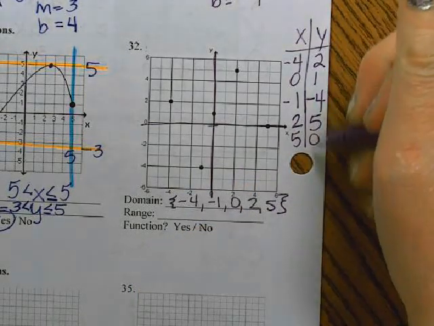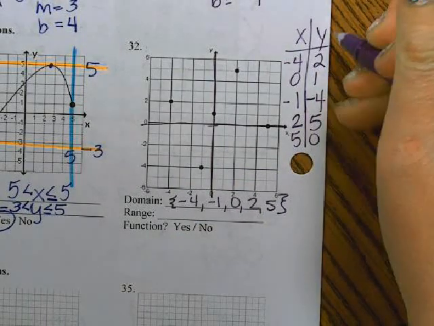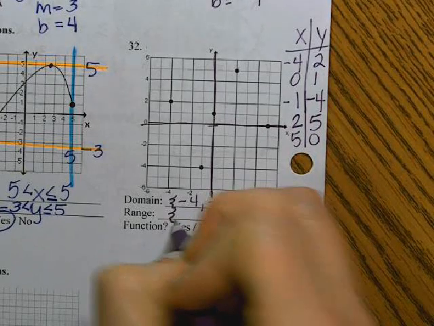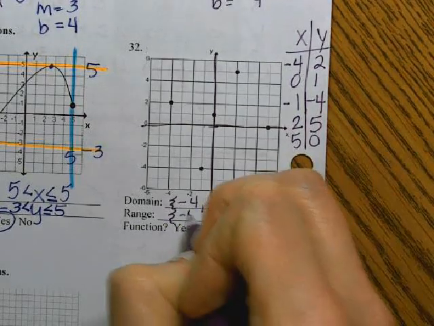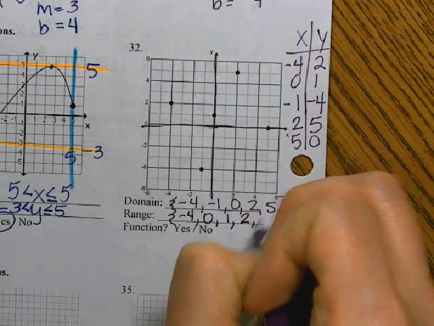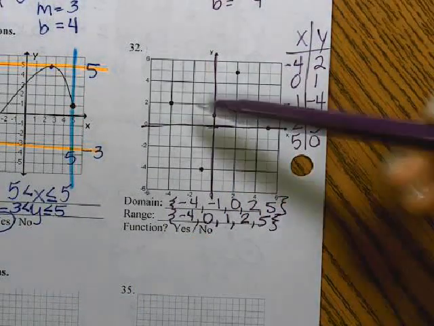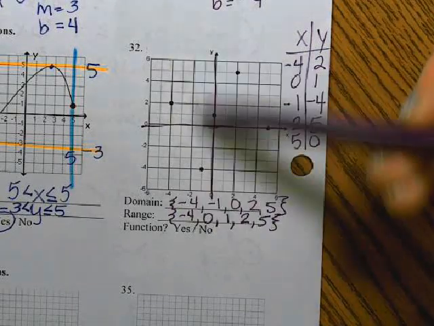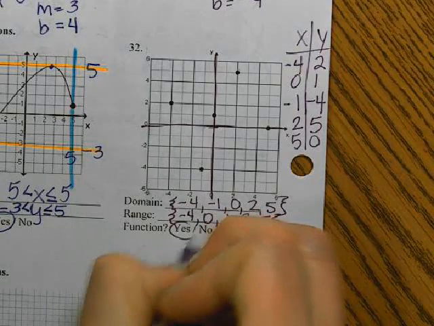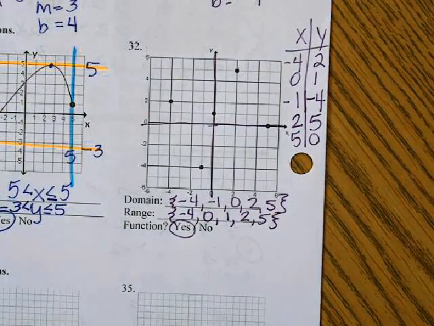And then on the range portion, that's going to be your y values. Those are all these listed right over here. So you do a little squiggly line and you say the lowest number is -4, then 0, 1, 2, and 5. Is this one a function? Yes, because if I draw my vertical lines, it only goes through a point on the graph one time every single time. So yes, it is a function.